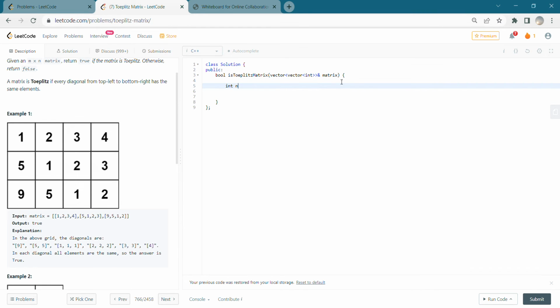So first of all, we have n as the number of rows and m as the number of columns, and we are making a boolean visited array. We are setting that we have not iterated either of the indices, and we are iterating over all the indexes of the matrix.